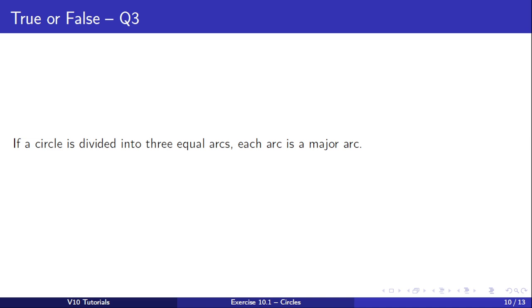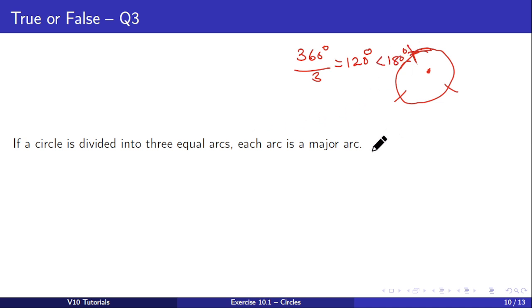If a circle is divided into three equal arcs, then each one will be a major arc. Now the entire circle angle is 360, entire arc. So if you divide it into three arcs, let's say first is here, these are equal arcs, let's say. Then 360 divided by 3 would be 120. So each arc would measure 120 degrees, right? But for a major arc, it has to be more than 180. So since this is less than 180, none of them can be a major arc, right? So none of them is a major arc. So this is a false statement.